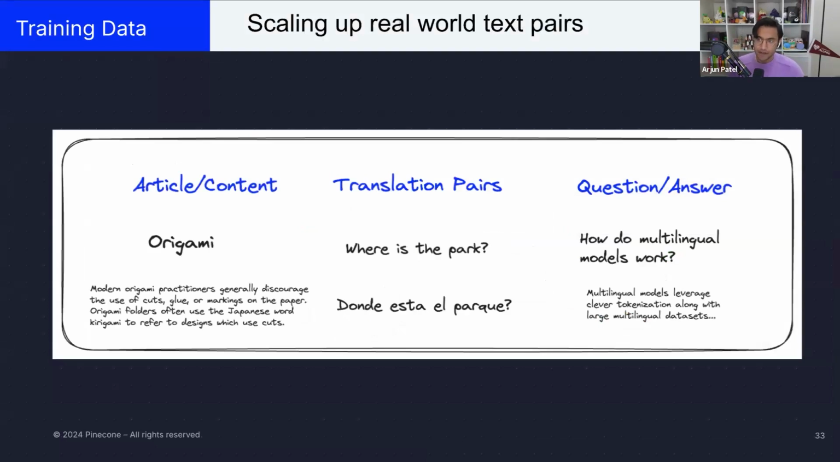The way multilingual E5 large was able to do this, the first step was finding these real world pairs. If we think back to this idea about co-occurrence, what these researchers did was exploit certain forms of co-occurrence that relate directly to relevance.